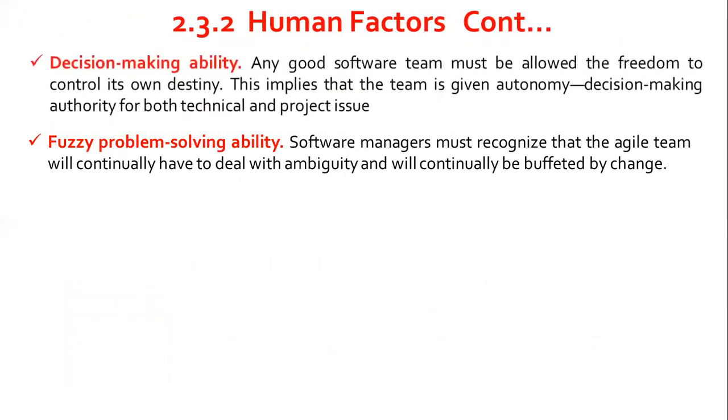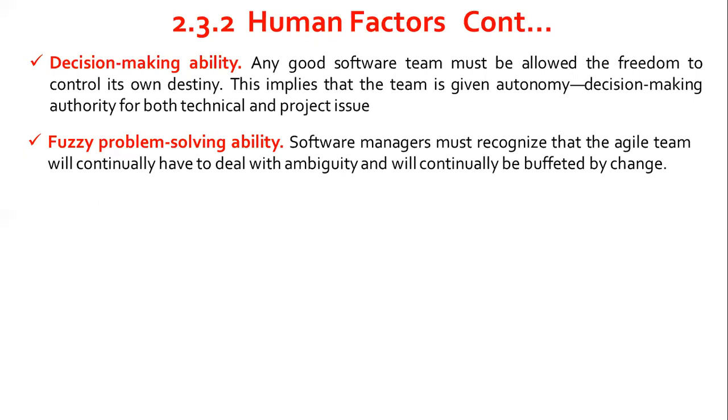Next one is decision making ability. Any good software team, including agile teams, must be given the freedom to control its own destiny. This implies that the team is given autonomy, that is, decision making authority for both technical and project issues. And the next one is fuzzy problem solving ability. Here the software managers must recognize that the agile team will continually have to deal with ambiguity and will continually be buffeted by change.